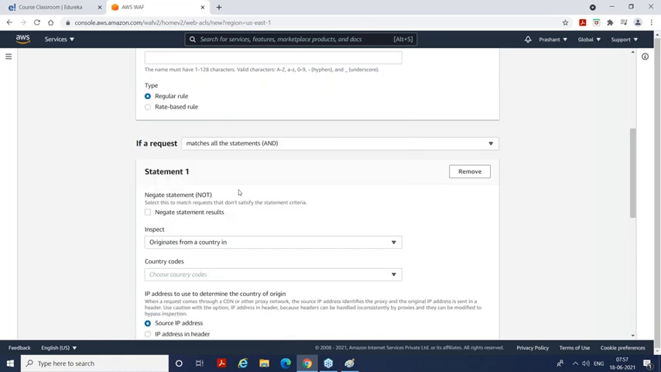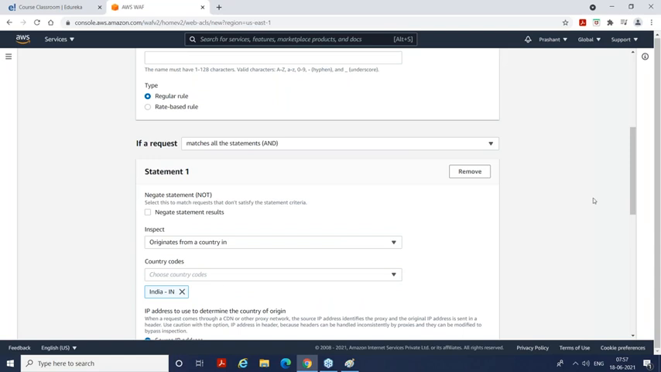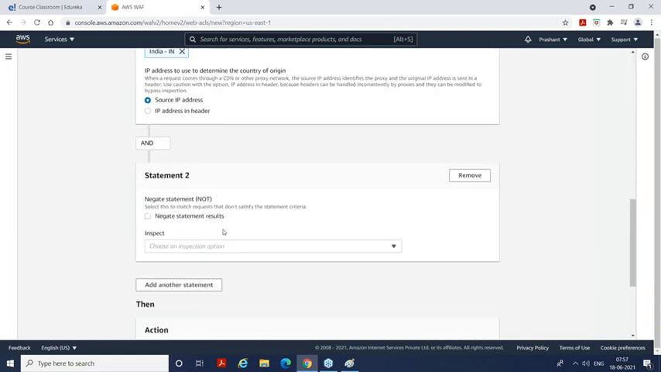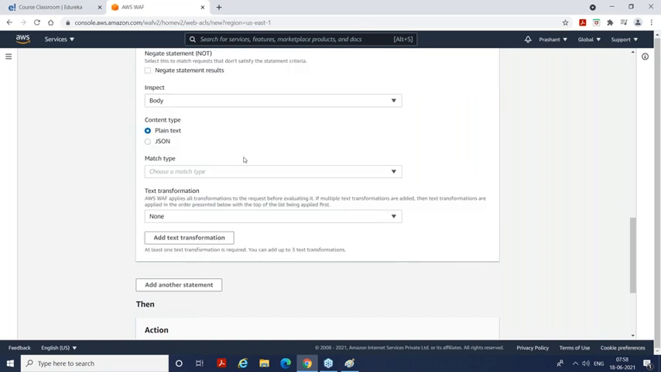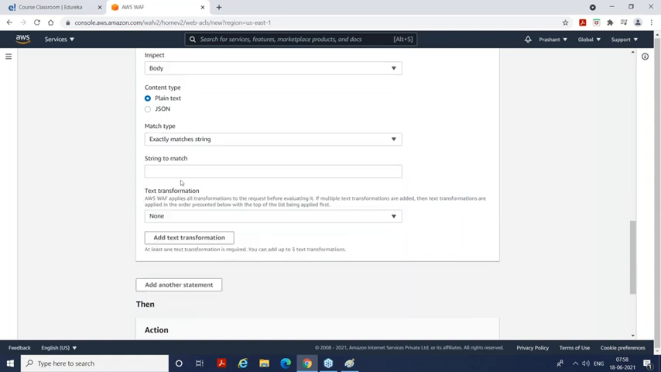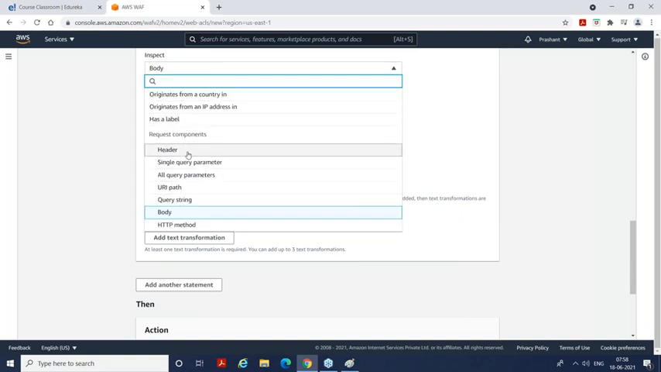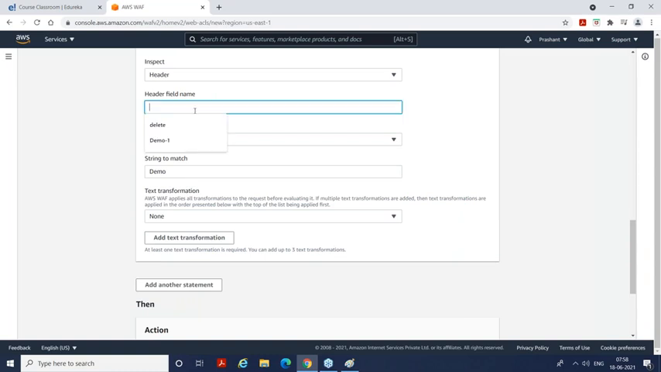Like if traffic is originating from India, I want to allow traffic only if it is coming from India, and if the traffic has a certain header pattern or certain string, or if the body contains this message, I can define what your body message should match with. If the HTTP body or HTTP GET request, I have lots of choices. If the header includes this content, if the header has this header field name, and if the string matches this, only then allow the traffic.